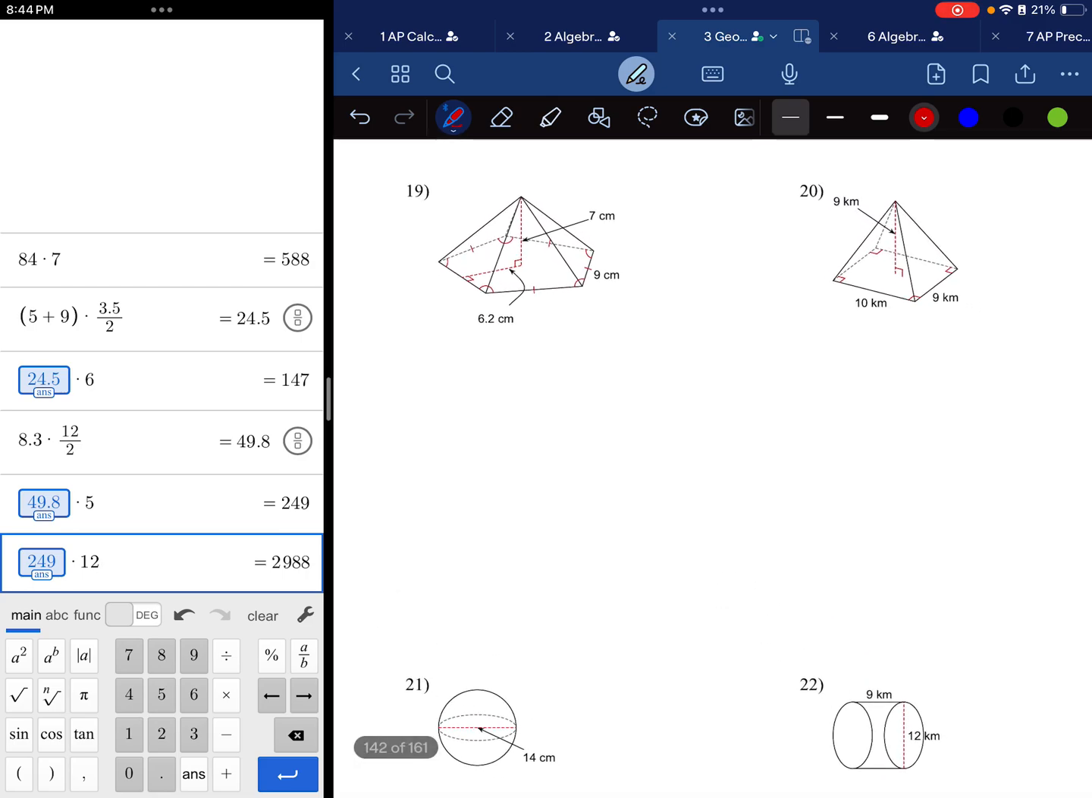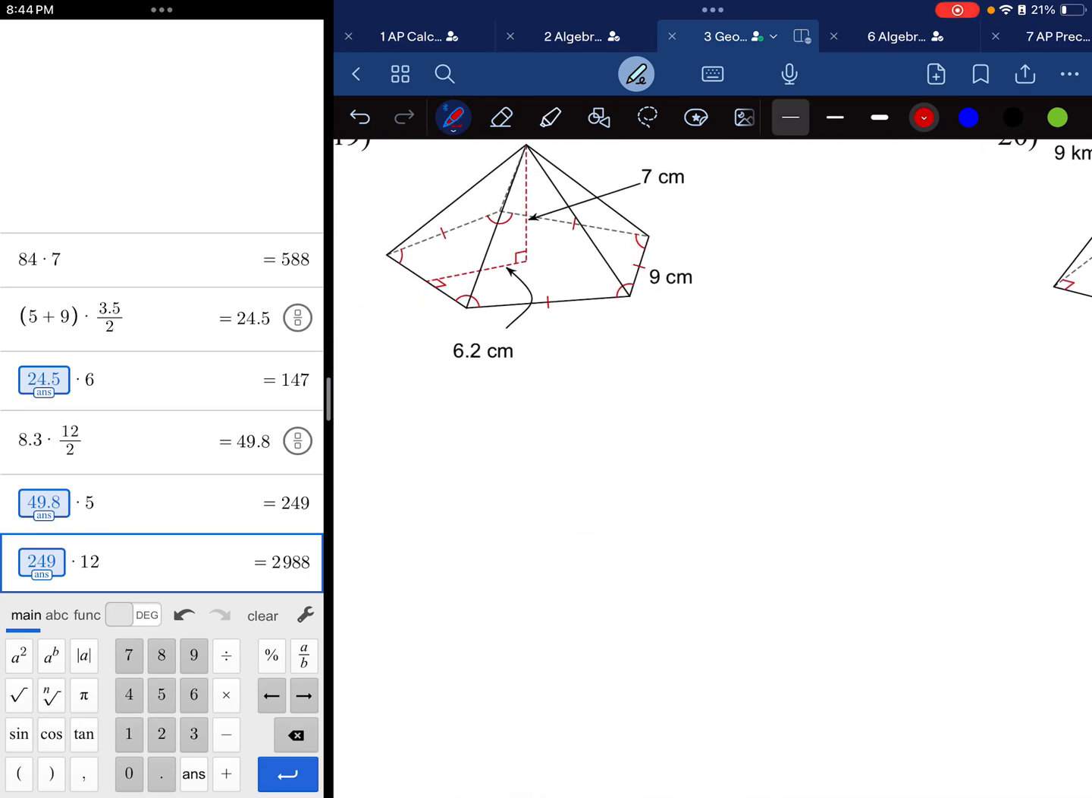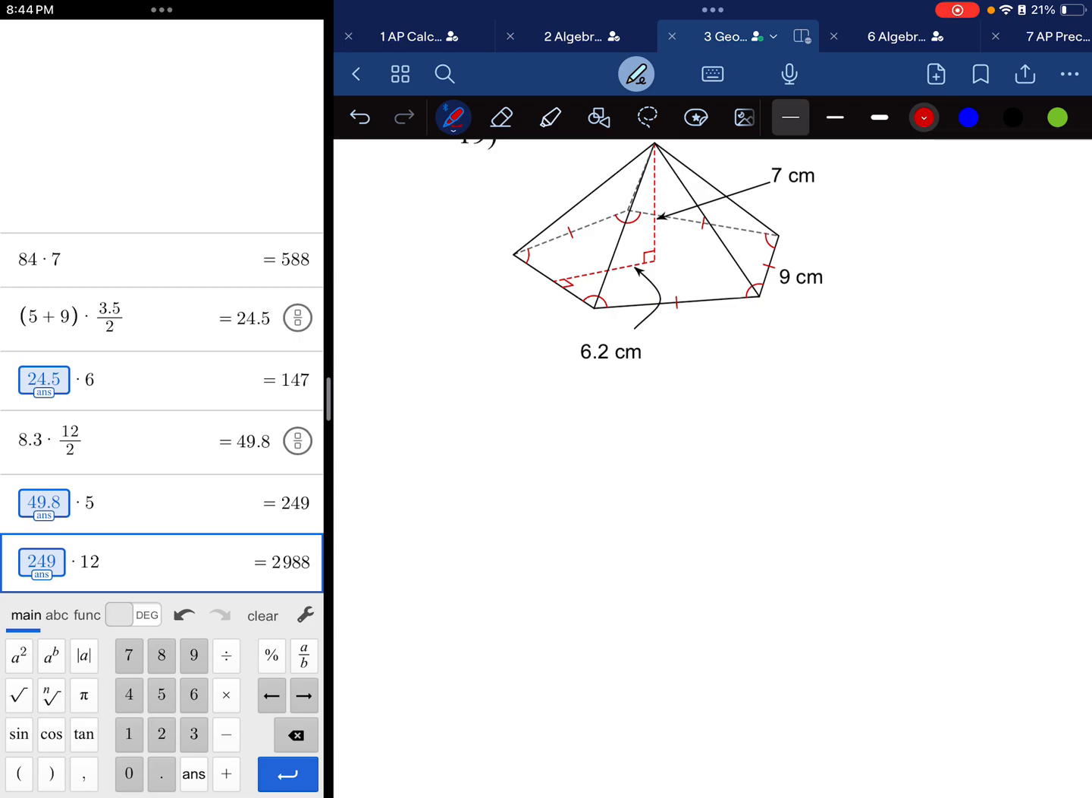All right, and number 19, now we've moved on to pyramids. The general idea behind, did I skip a page? I did not skip a page. The general idea behind pyramids is you have volume, which is still base area times height. The only additional thing is you divide it by 3, which I think in the notes I said you put a 1/3 out in front. That's also acceptable, whatever floats your boat or sinks your sub in this case.